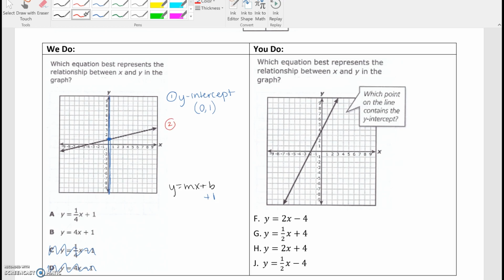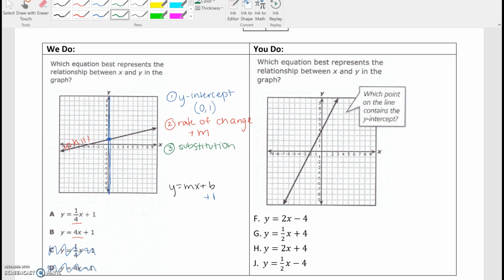Okay, step 2 is my rate of change. So I'm looking at it if it is going uphill or downhill from left to right. So if I was walking on this line, I'm going uphill. Okay, so I have a positive M. So both of these are positive, so we're good there. So we're going to go to step 3. So step 3 is substitution.